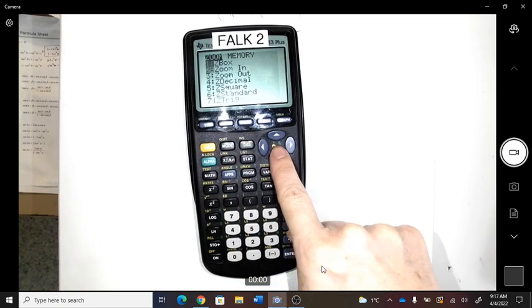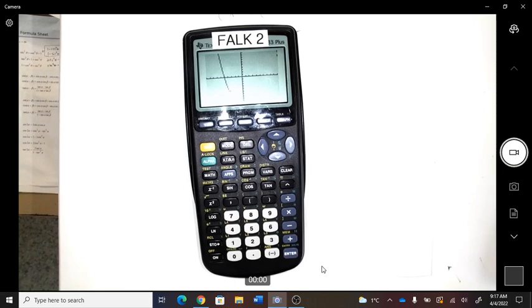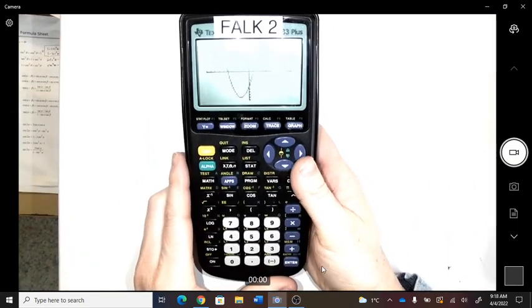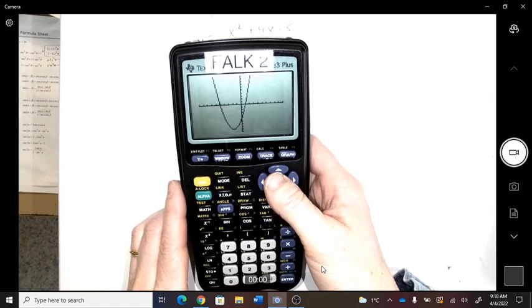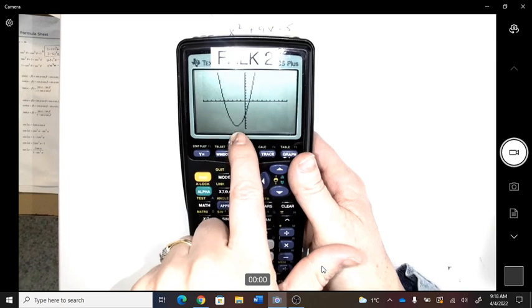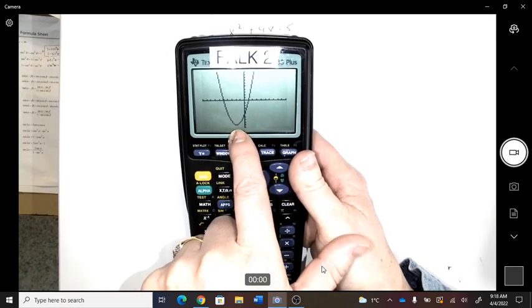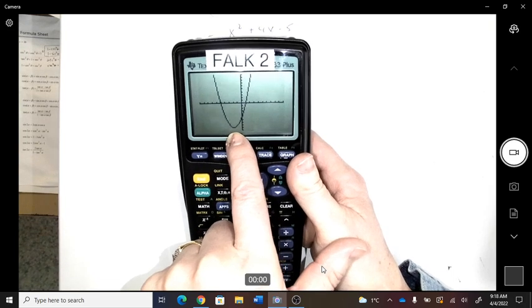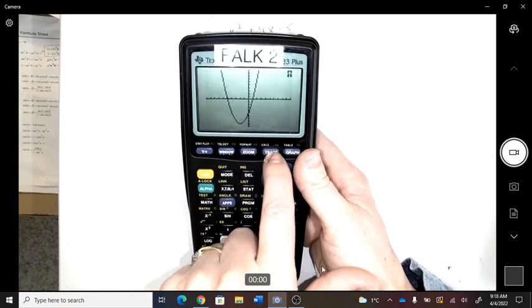So zoom, standard, and then that goes to an original grid. Okay, everyone's okay with how that one looks? Does yours look the same? Okay, I want to figure out this point right here, which is the lowest point. Okay, so now I'm going to go second calculate.